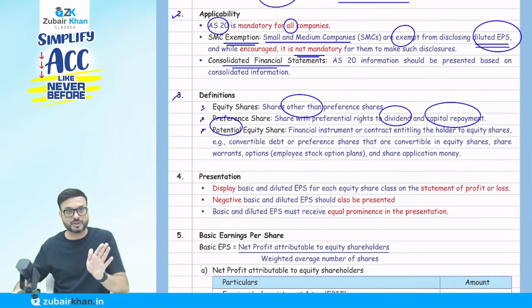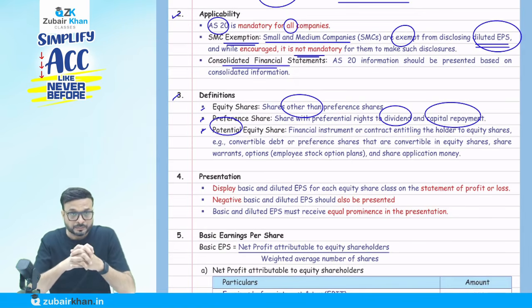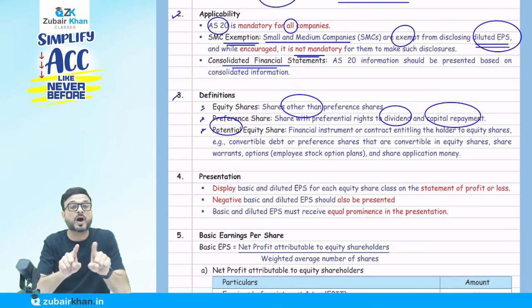What do you mean by potential? There is some use of the potential equity share when we discuss diluted EPS. But what is this potential equity share? They are not equity shares today, but they are going to be converted in future into equity shares. We call them potential equity shares.